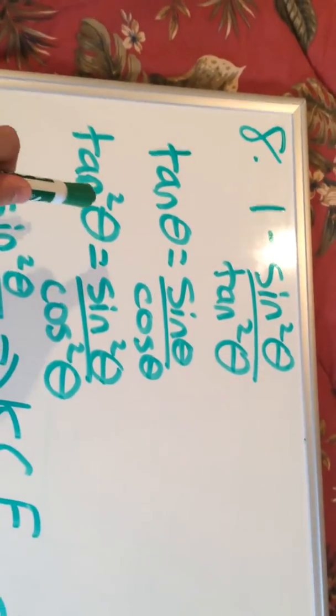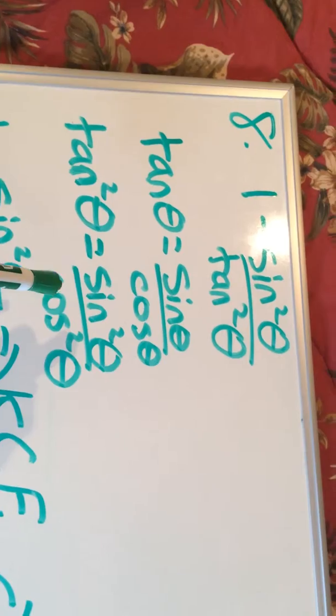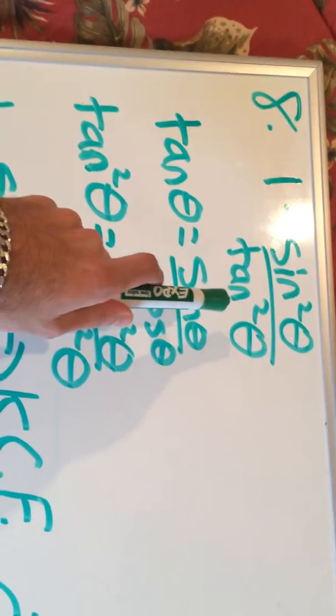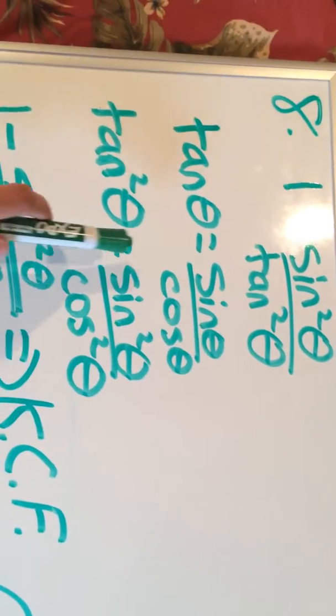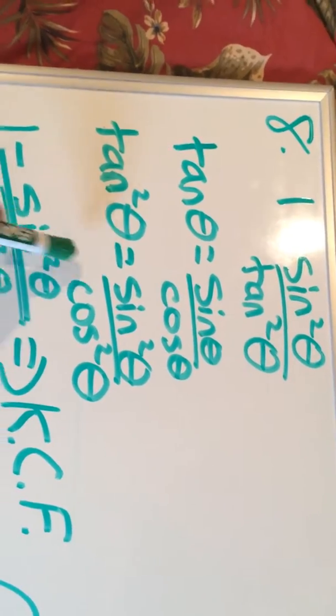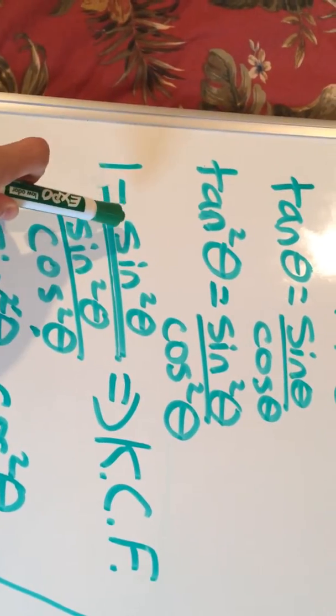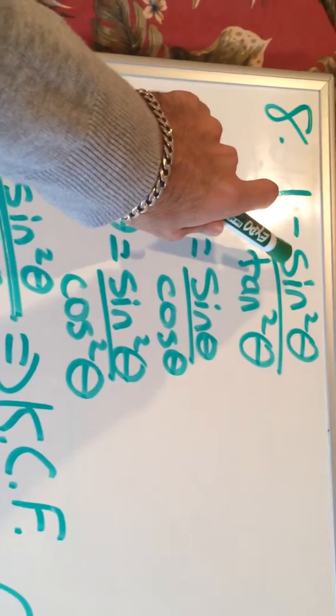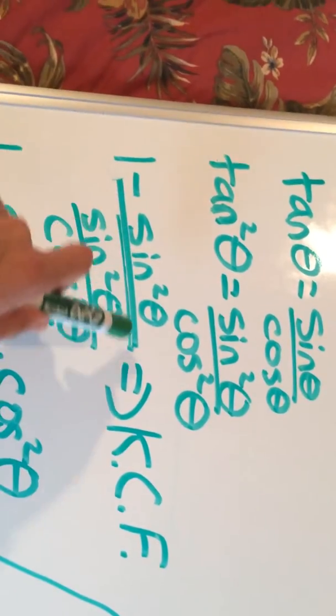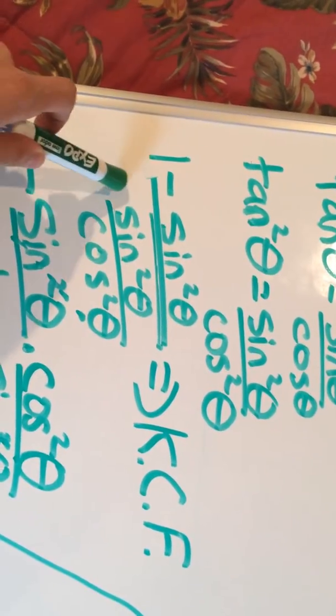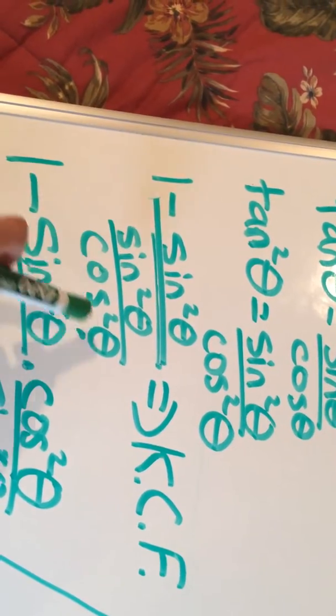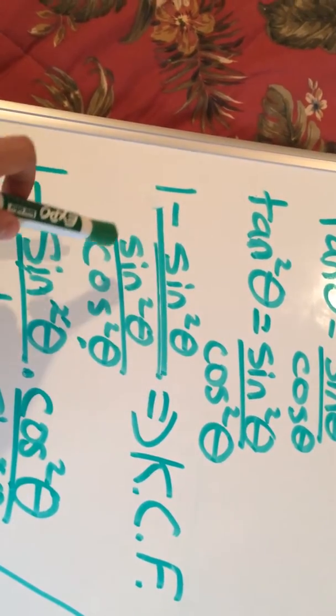So tangent squared is just sine squared over cosine squared. So therefore I can replace this tangent squared with sine squared divided by cosine squared. I therefore have 1 minus sine squared, that was already there, over a big division sign, sine squared over cosine squared. I just replace tangent squared with sine squared over cosine squared.